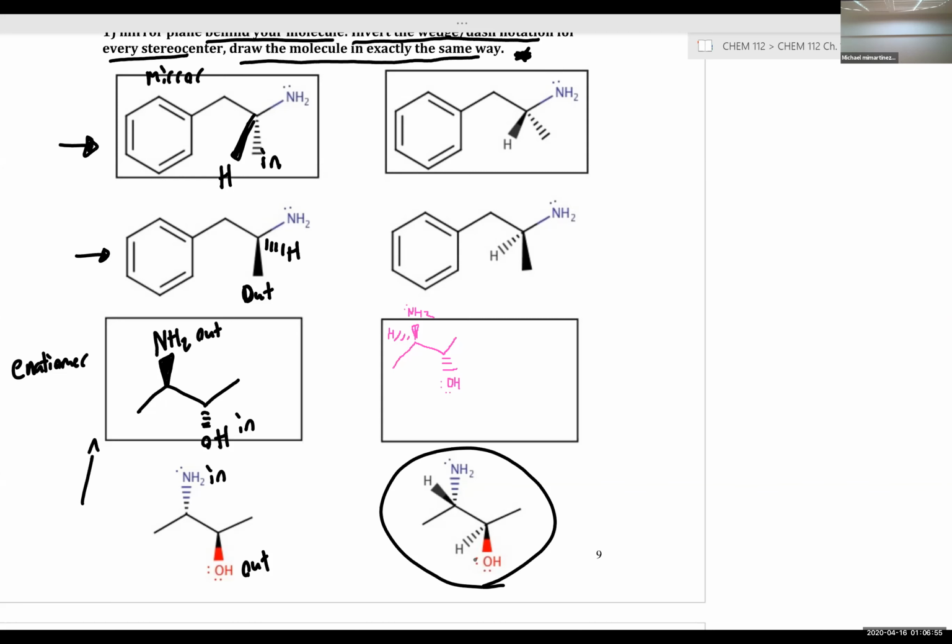Perfect. For the structure in pink, that looks exactly correct. You drew the molecule exactly the same, and you flipped all the stereocenters. So to show everyone a model of what this would look like, let me get my two molecules together.